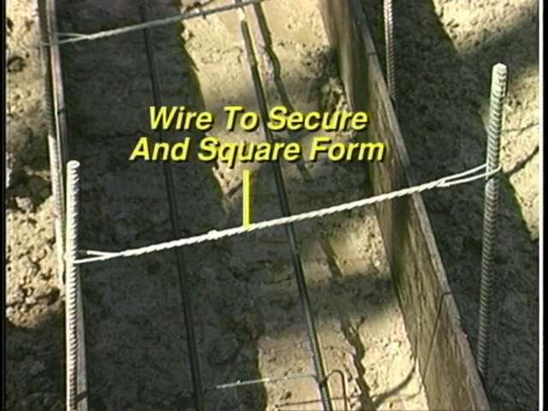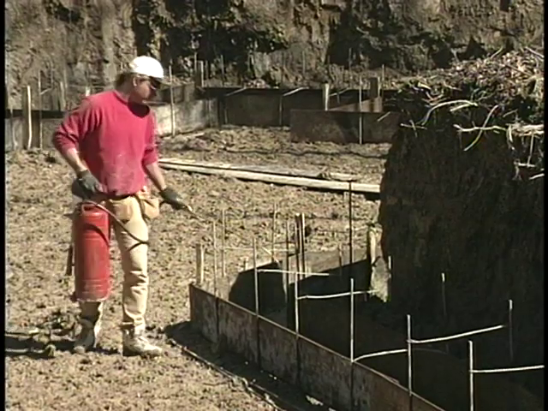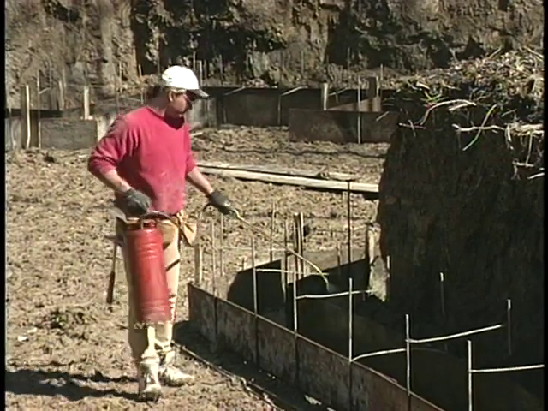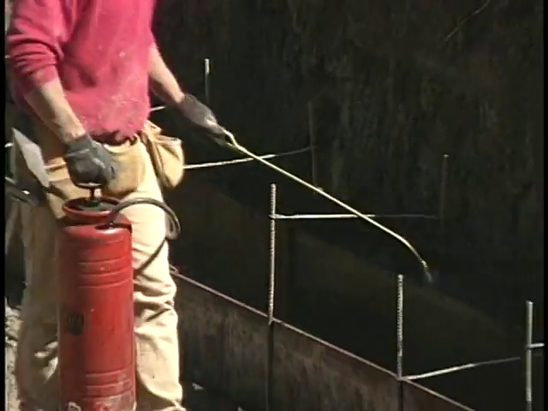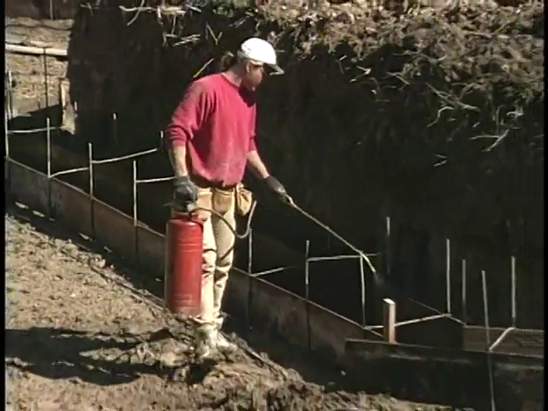To keep the top of the forms from blowing out or breaking apart during the pour, wrap wire around the stakes and tighten the wire until the forms are square. To prevent the cured concrete from sticking to the forms and to aid in form teardown, spray an approved release agent onto the inside surfaces of the forms.